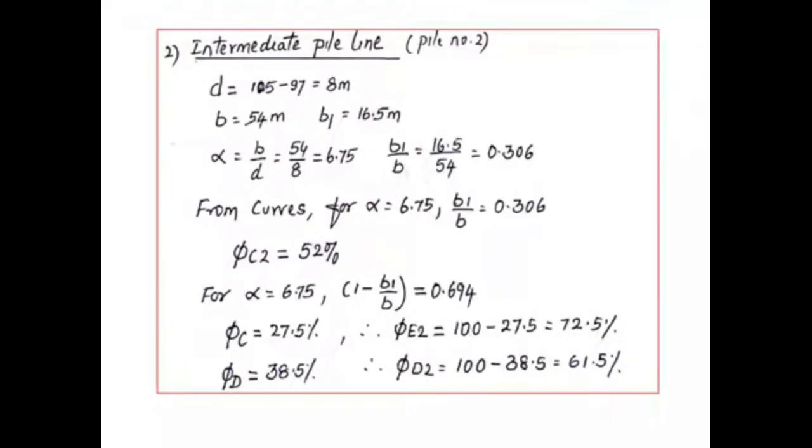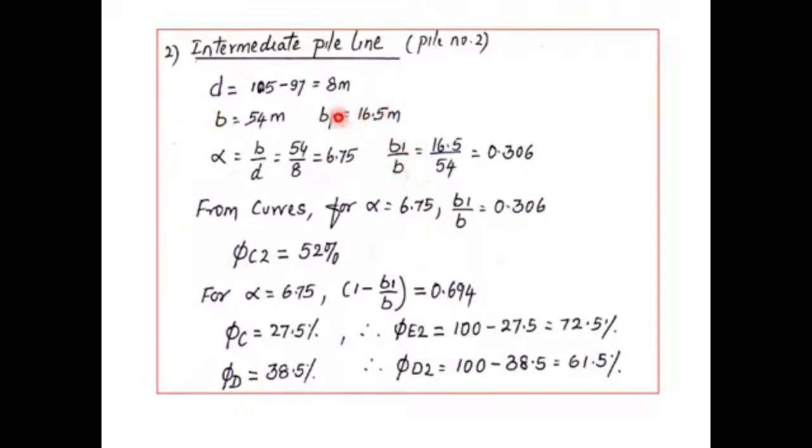Like this, by referring to the curves for intermediate piles also we can find out. So for pile number 2, here also the top is at 105, the bottom is at 97, so 8 meters. So B is 54 meters. Similarly we should calculate the distance of the intermediate pile from the upstream end, which comes to 16.5 meters. So alpha is B by D, which is 6.75.